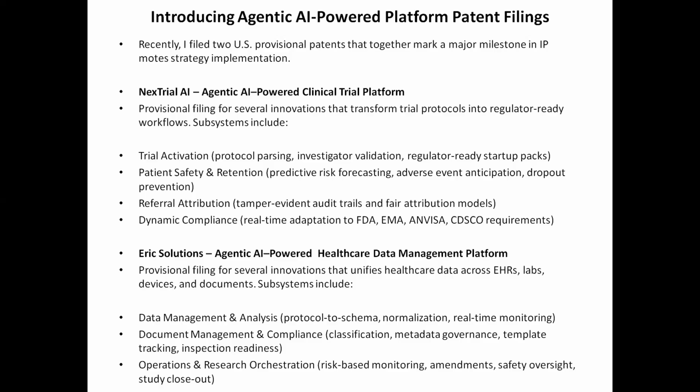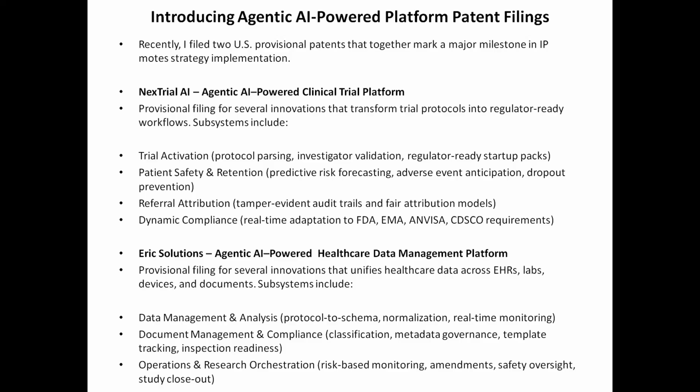When I talk about agentic AI in healthcare, I'm also going to talk about another topic: Ethic Solution, my client company. They try to solve the silo problem with healthcare data. It is an agentic-powered healthcare data management platform. I participated, and I drafted and filed it. So provisional filing for several innovations that unifies healthcare data across EHRs, labs, devices, and documents.